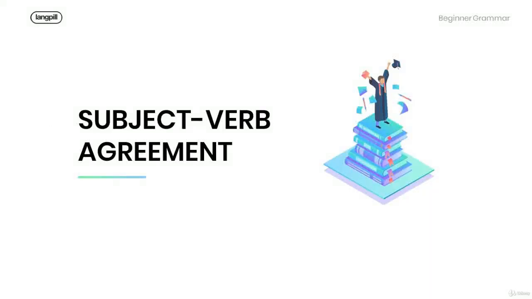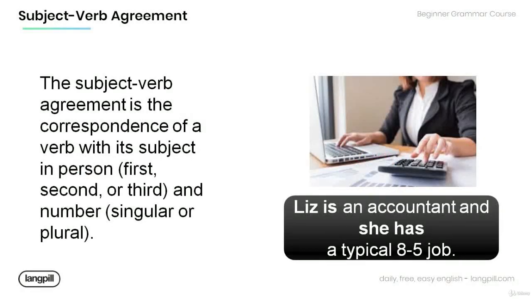Hello, welcome to this tutorial. Today, we are going to talk about subject-verb agreement. Let's get started. The subject-verb agreement is the correspondence of a verb with its subject in person, first, second, or third, and number, singular or plural.